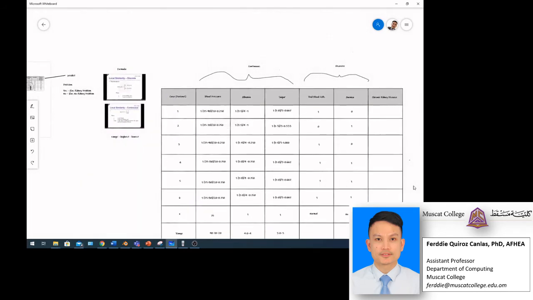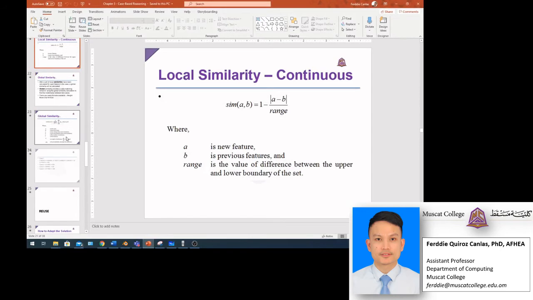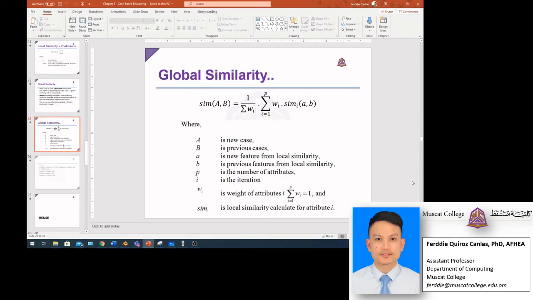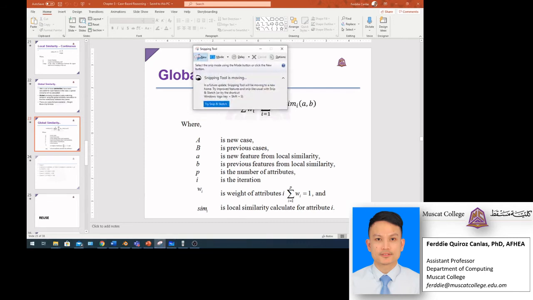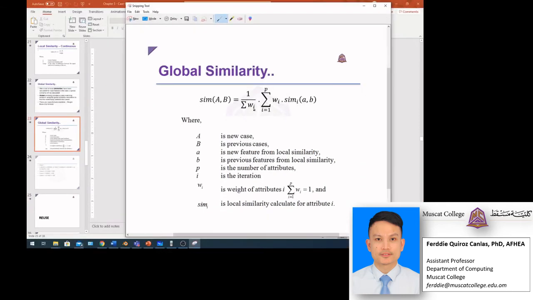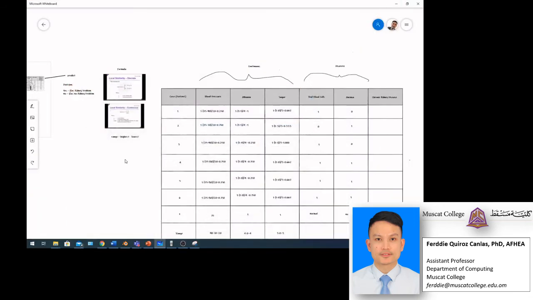So what shall we do with the global similarity? You just have to go to the PowerPoint and check the formula for global similarity, which is this. Okay, we just have to take a snapshot of this, and just paste it here.